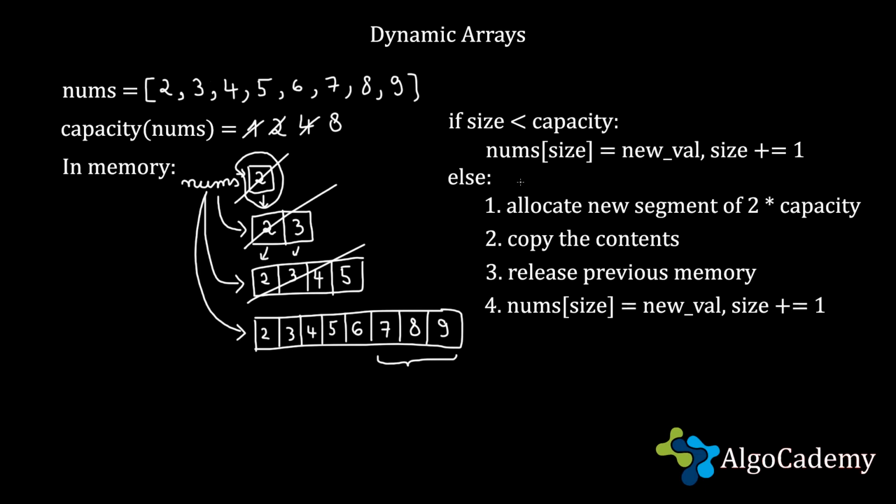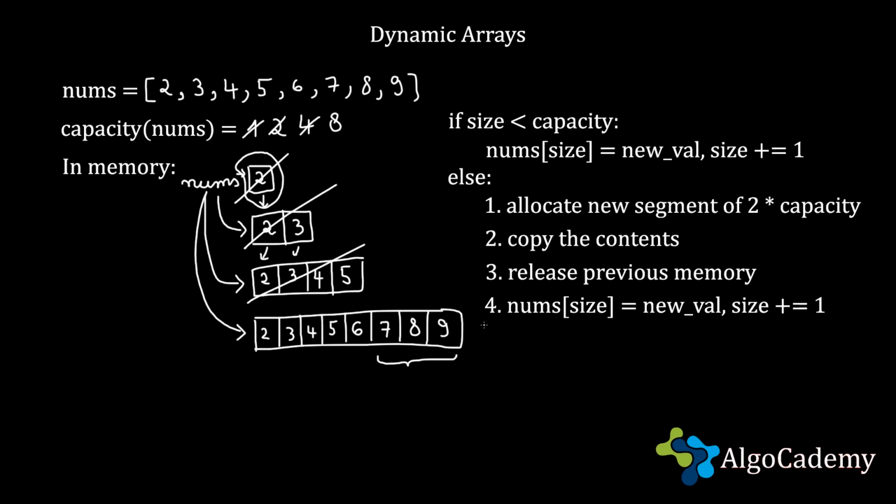Else, if the size of the array equals its capacity, then we need to allocate a new segment of memory, which will now have a size of 2 crossed capacity objects, right? In this example, the objects are integers, but they could have been strings, maybe objects defined by us, and so on and so forth. Then we are going to copy the contents from the previous segment of memory into this new one. For example, here, 2, 3, 4, 5 are being copied in the first 4 spots. Then we will release the previous memory as we don't need it anymore, and maybe another data structure is going to use that throughout our algorithm.